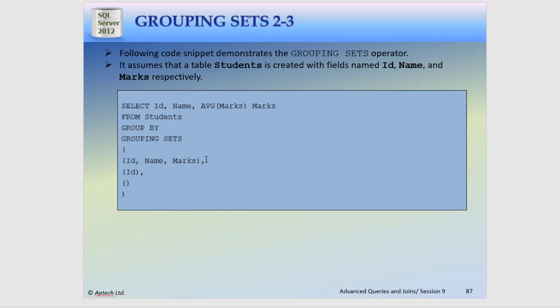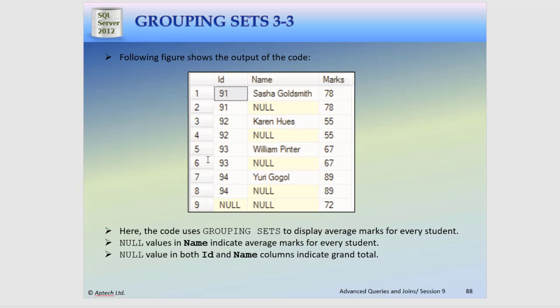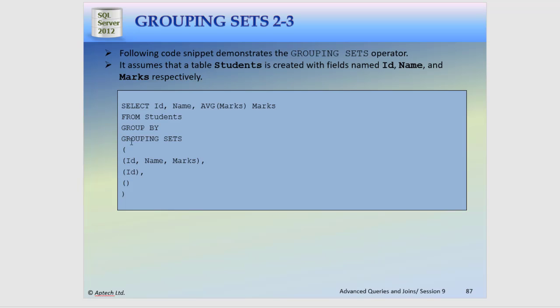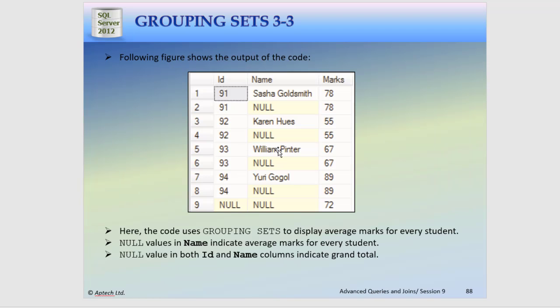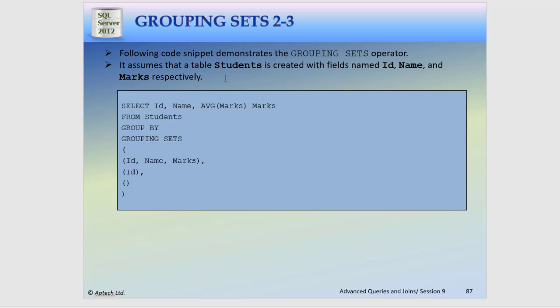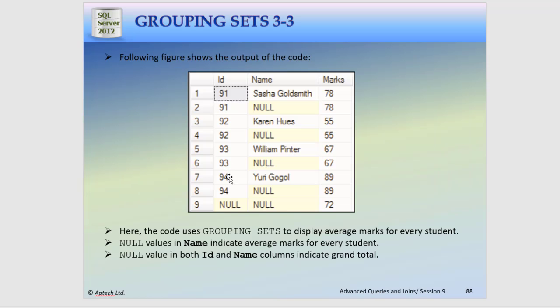Okay, so we have this set of statements, and the following shows the output of the code. Once you execute this bunch of statements, this is the expected result. Now we don't have the student table, so we are not going to execute this. Here, the code uses the grouping sets to display the average marks for every student, and null values in the name column indicate the average marks for every student. Null values in both the ID and name columns indicate the grand total.